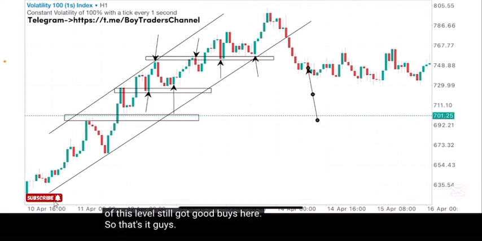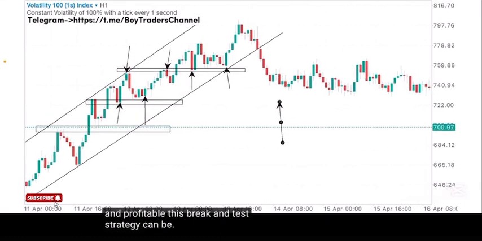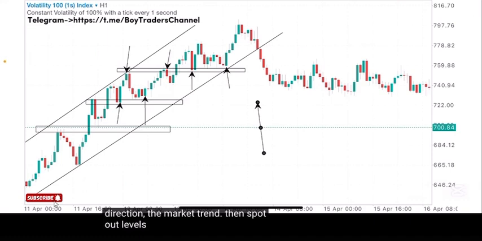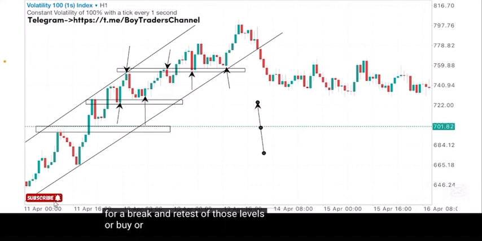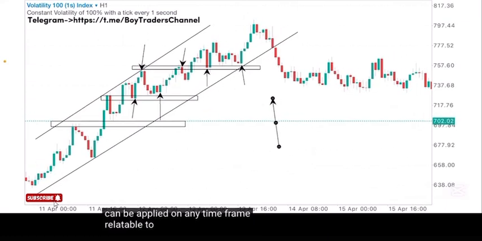So that's this, guys. That's how effective and profitable this break and retest strategy can be. Firstly, spot the market direction, the market trend, then spot out levels in that market trend and wait for a break and retest of those levels for buy or sell opportunities. And this can be applied on any time frame relatable to the kind of trader that you are. Are you a day trader, a scalper, a swing trader, or a position trader? Work with your preferred time frame, applying this strategy, and you'll see massive results.